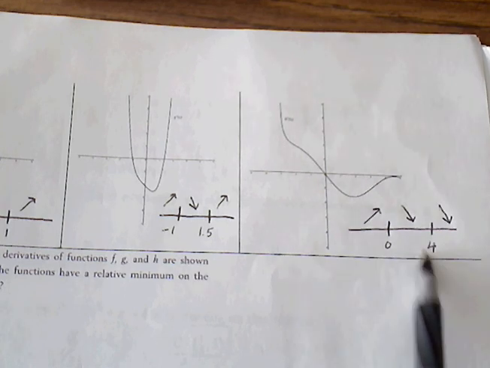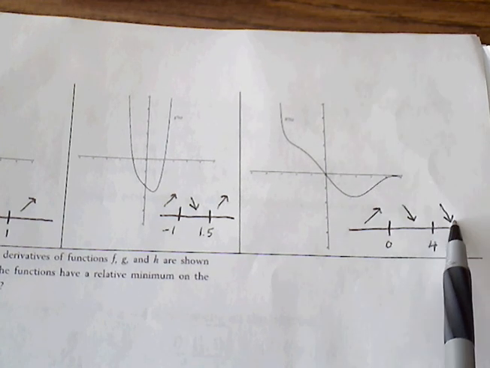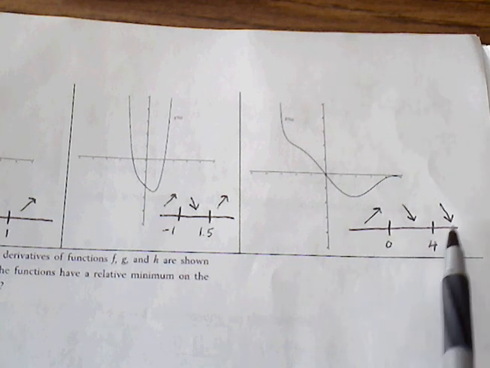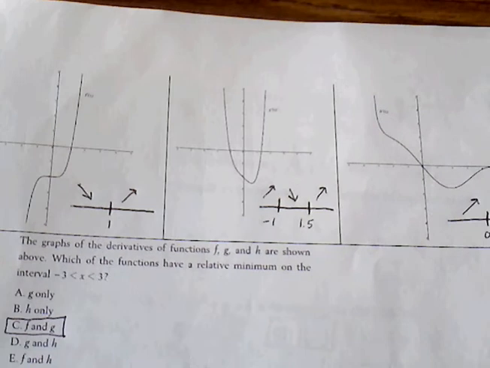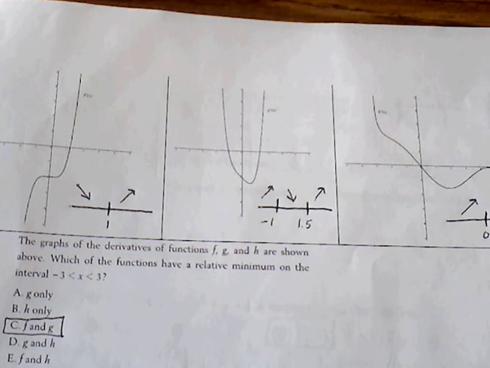Well, also 4 is outside the interval. So even if it did increase, even if there were a relative minimum at 4, it would be outside of our interval, so that wouldn't count. So only f prime and g prime graph would have relative minimum on the interval from -3 to 3.